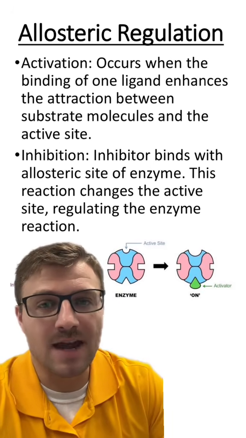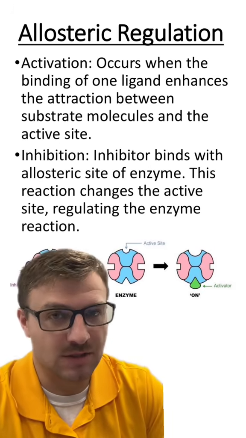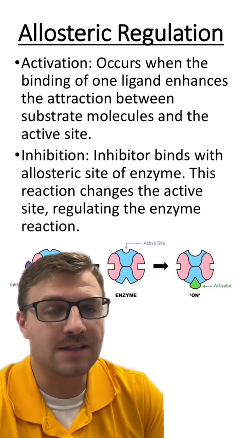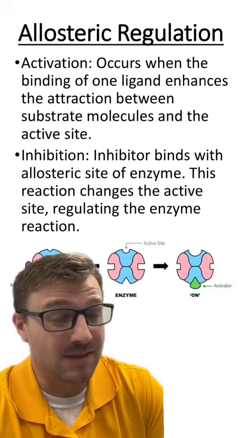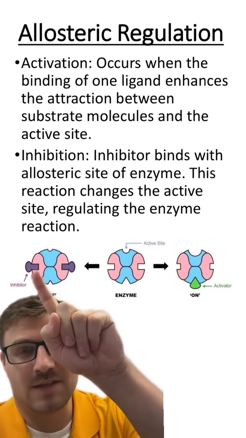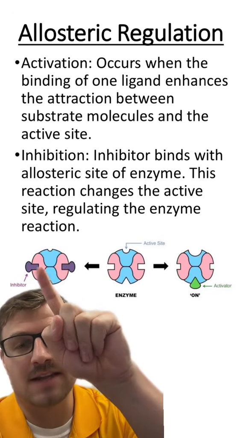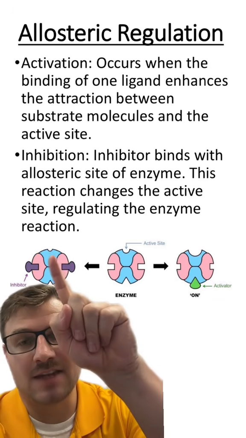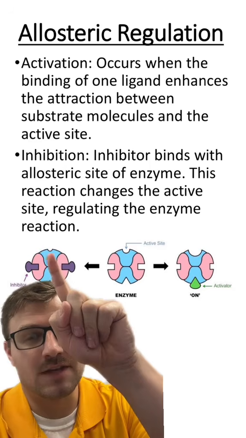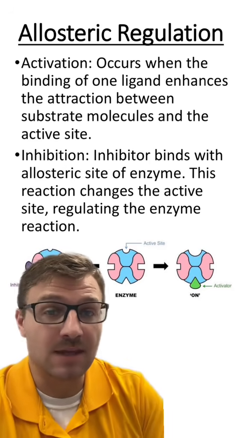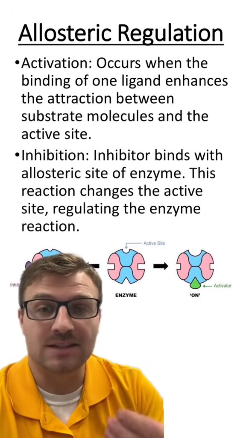The other type of allosteric regulation is inhibition. This is when a molecule is going to bind to the allosteric site and actually inhibit the enzyme from functioning properly. We can see our inhibitors here on the sides of the enzyme, changing the active site of the enzyme so it won't bind with the substrate. This again will stop the enzyme or deactivate it from reacting with the substrate.